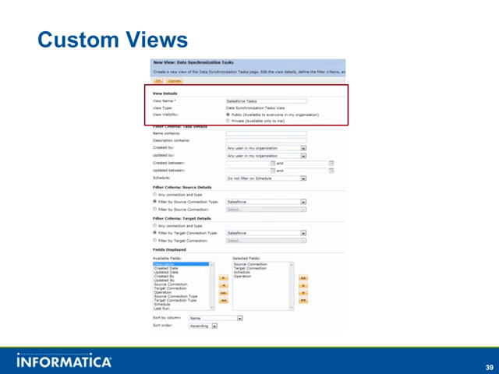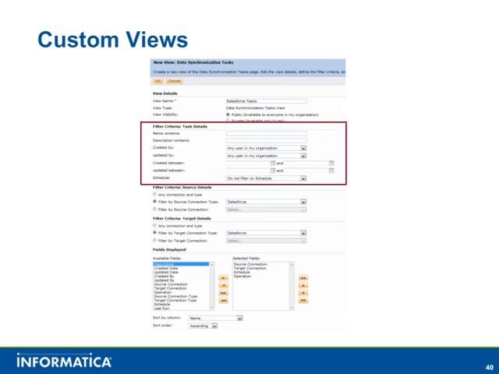When you create a custom view, the first thing you will do is specify the view details, including a name for the view, as well as indicating if you want the view to be public or private. Next, you will specify the filter criteria. You can filter on details like keywords in the object name and description, the user who created or last updated the object, and date range the object was created or updated within.